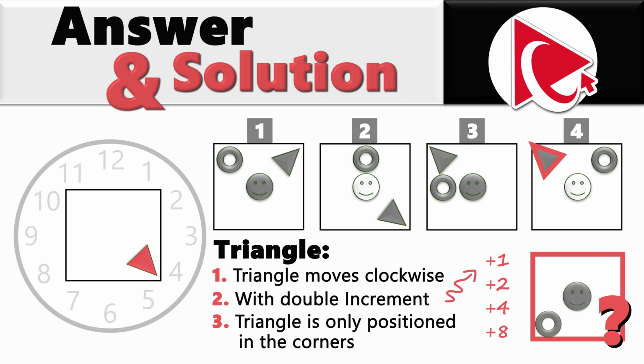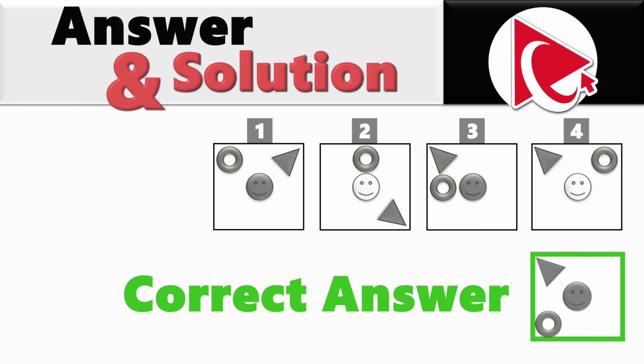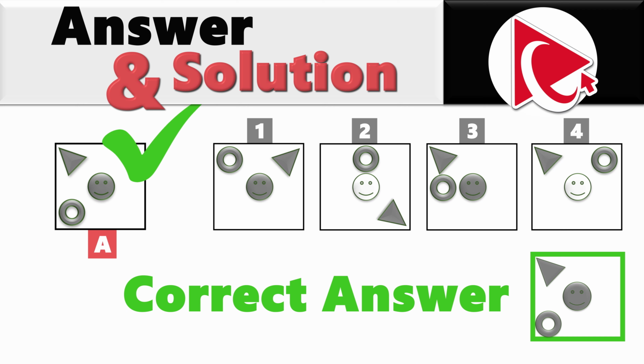This is the final shape 5, where triangle will also be in the same spot. Based on this, we can conclude the correct answer is choice A. Hopefully you've nailed this question on your own and now know how to answer similar problems on the test.